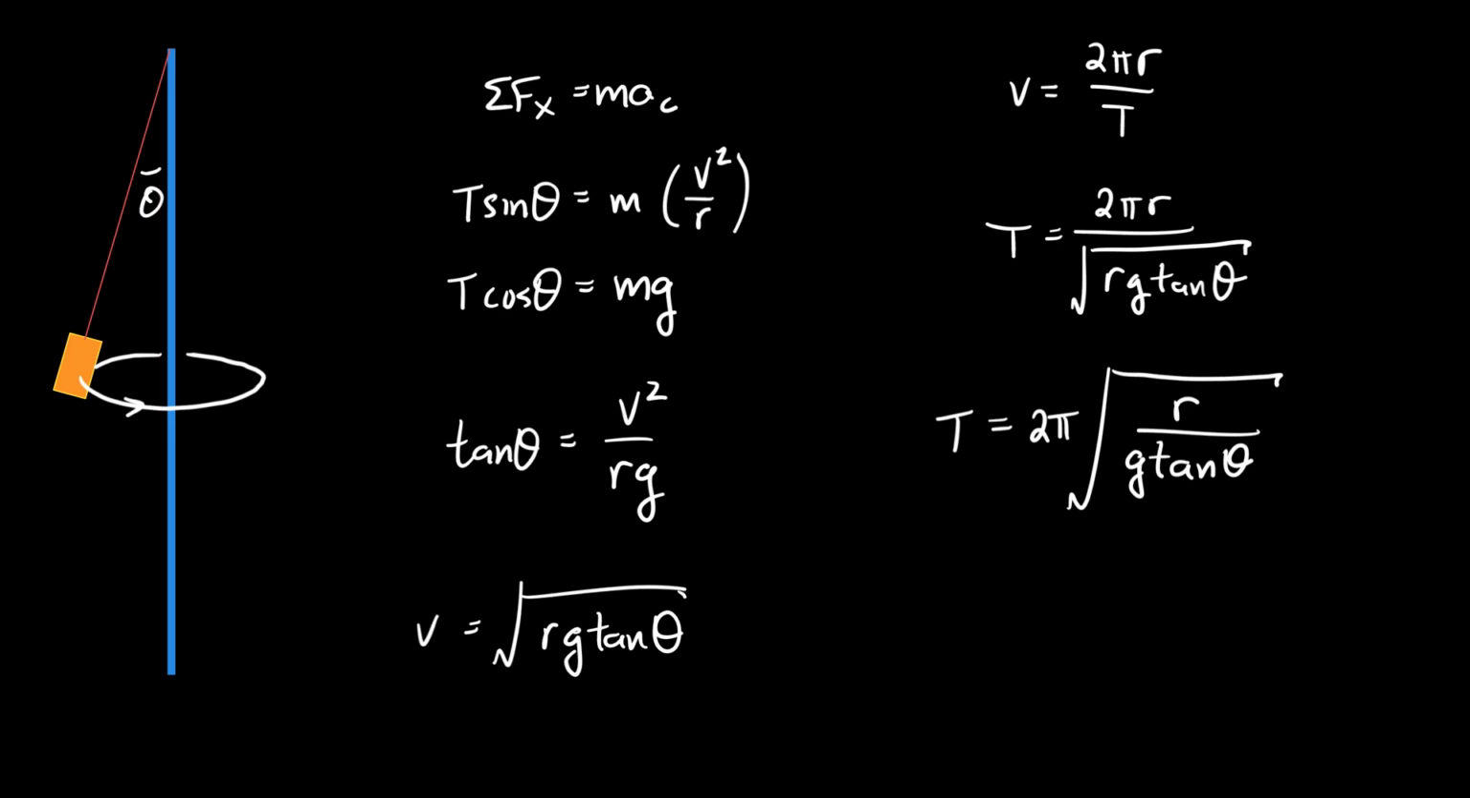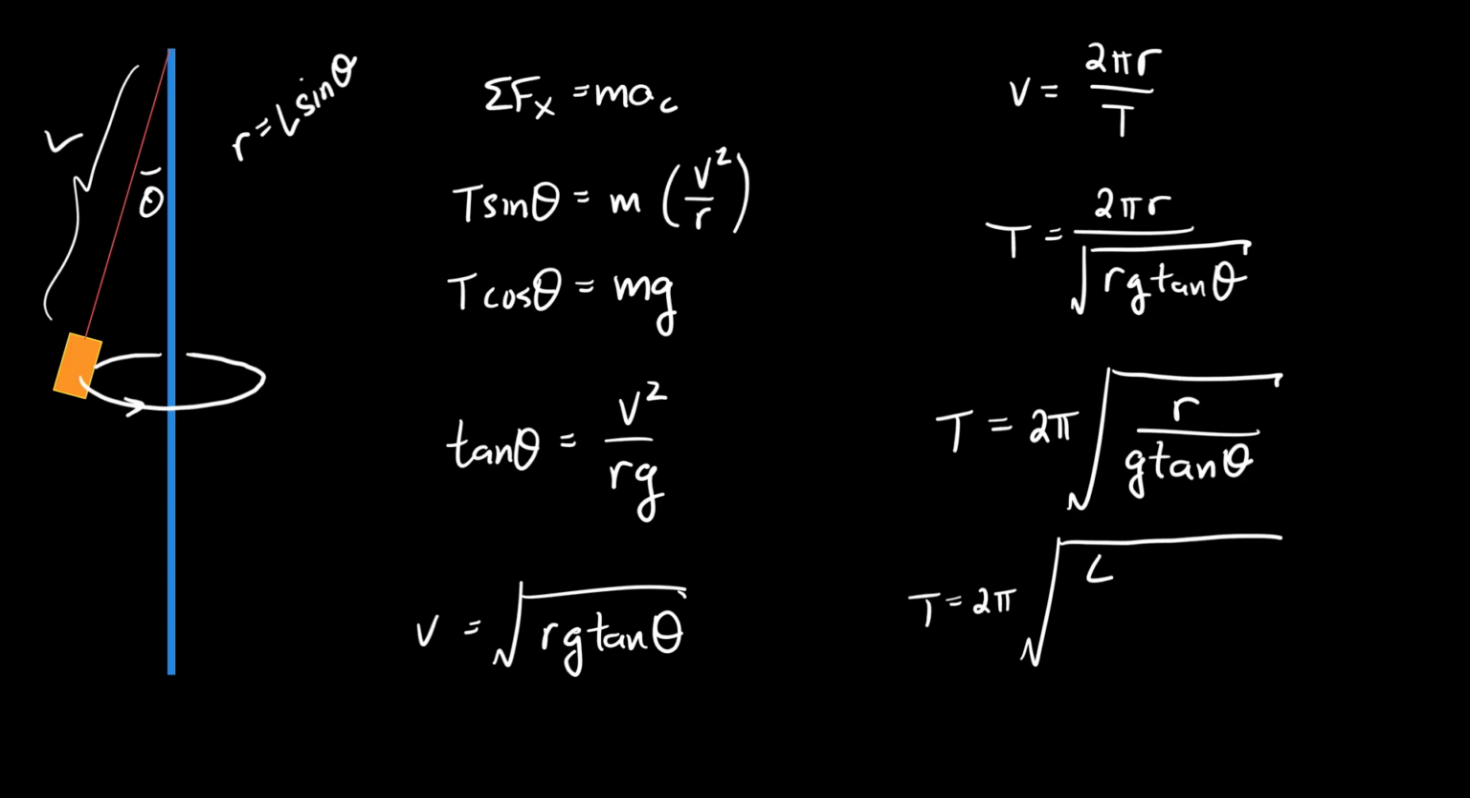But I didn't say we could have r in our answer, but I will say you can have L in your answer. So there's a relationship between r and L. r is going to be L sine theta. So I want to introduce L in here. Remember, we're trying to compare this to a pendulum. So let's introduce that. Here's where it's going to get a little messy. Top's going to be L sine theta, and the bottom is g tan theta.